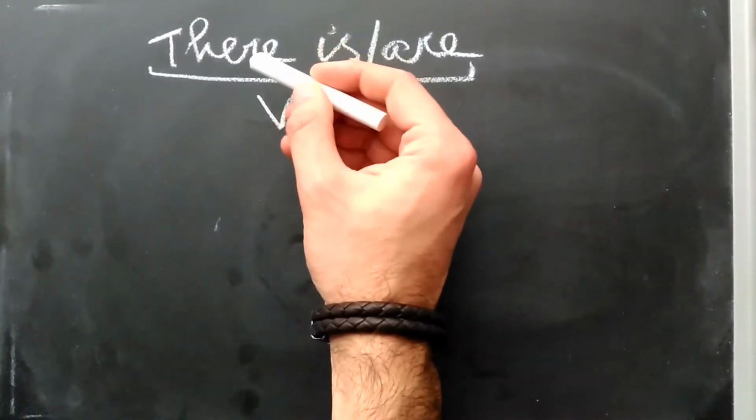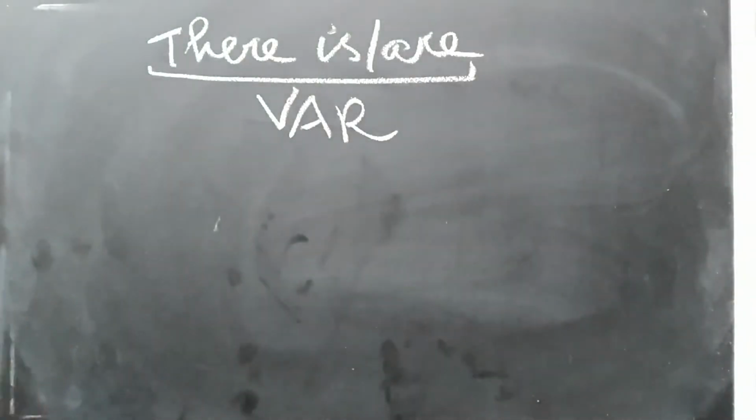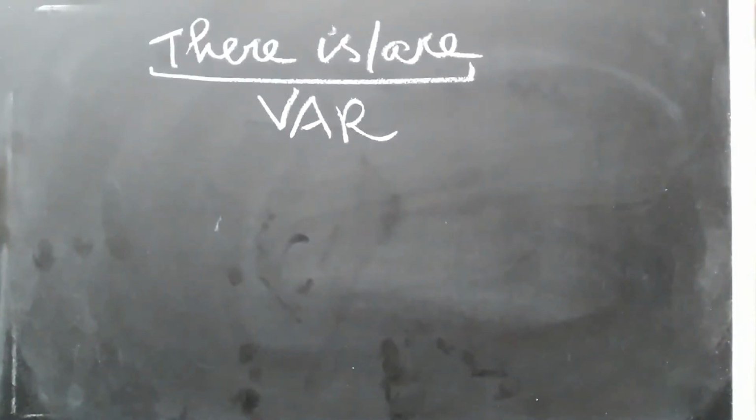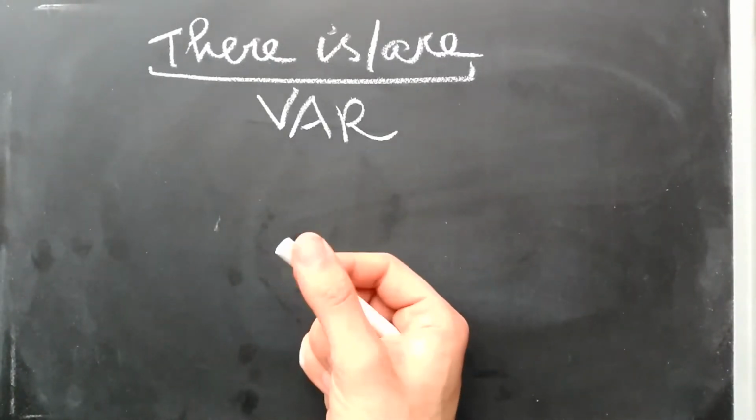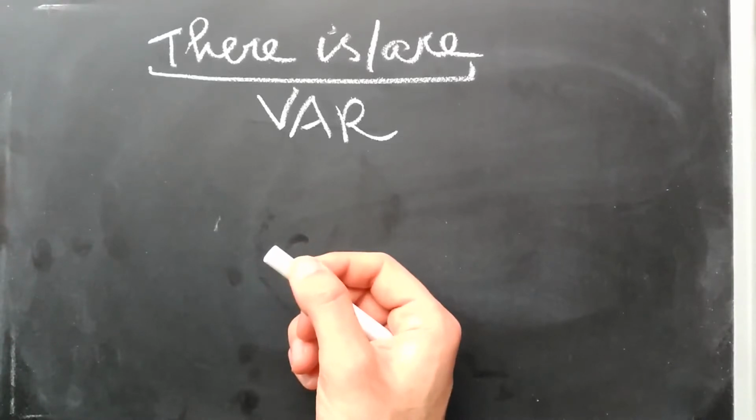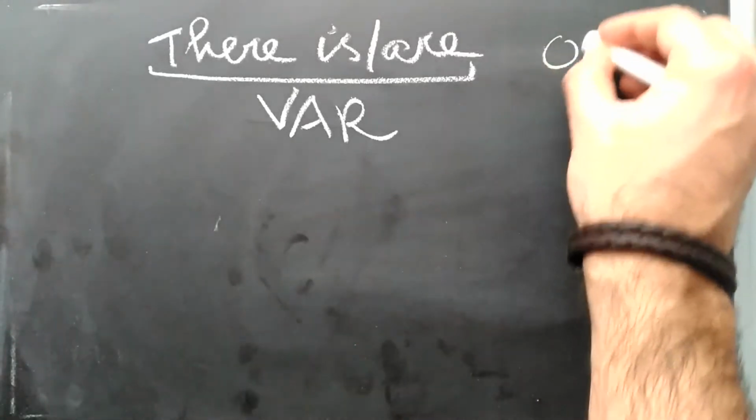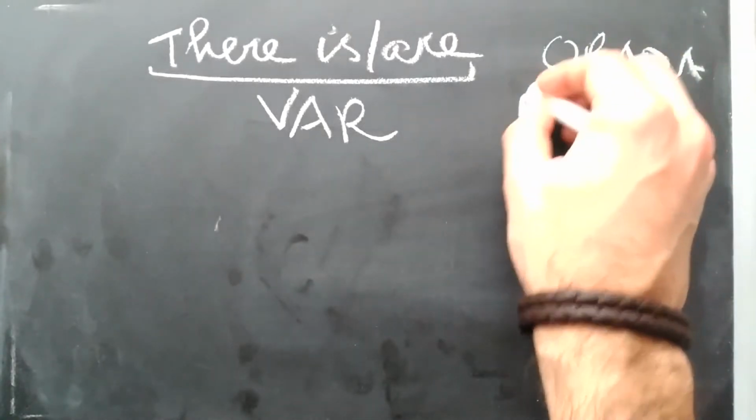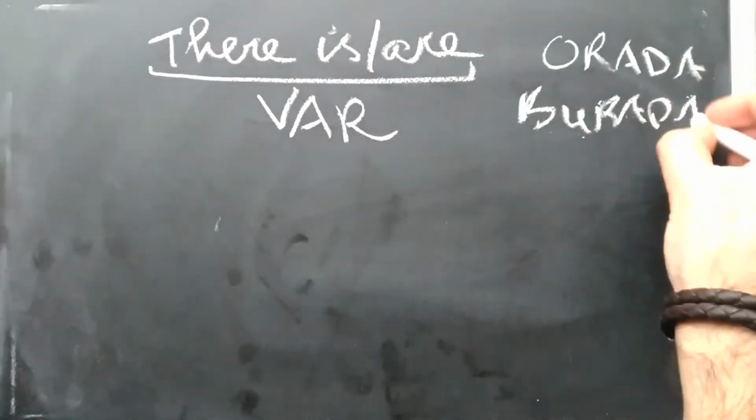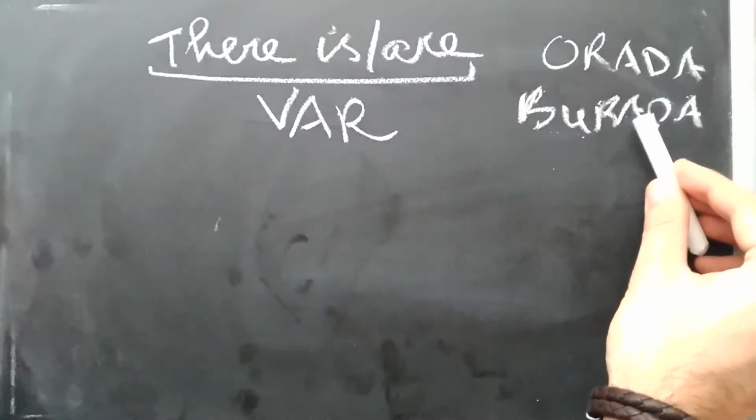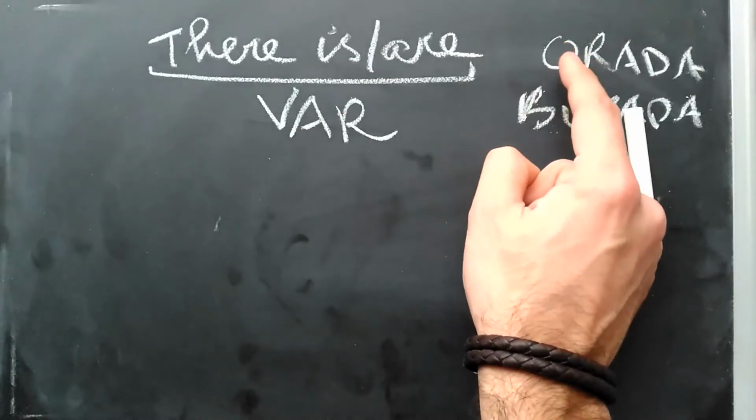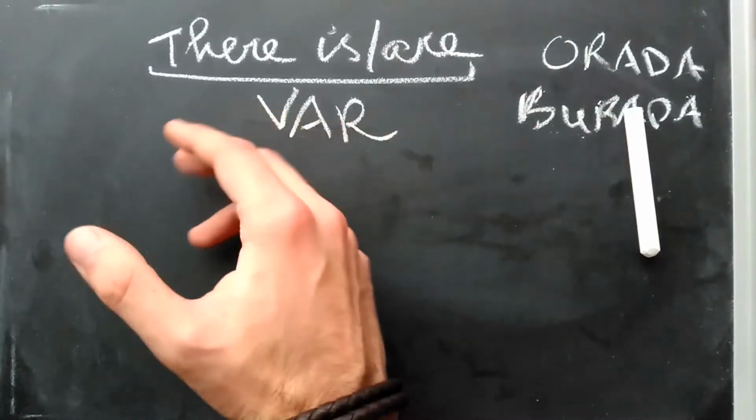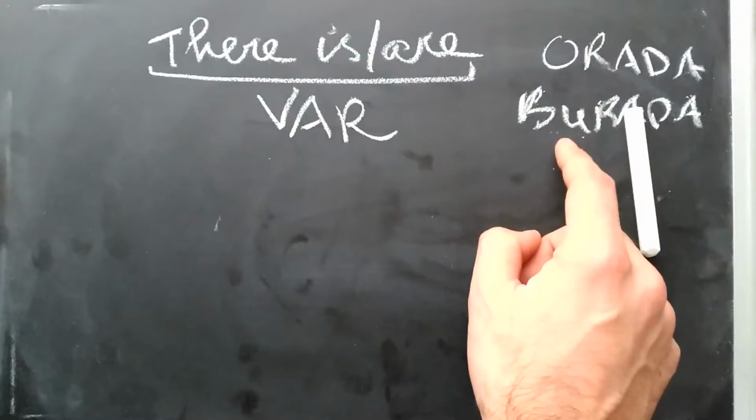Now don't confuse this there with the there that we learned 2 lessons ago. In the sense of over there, we said there was orada and here was burada, if you remember. But these indicate locations. So you can say there's a house over there. In this case, you would use orada. Or you can say there are houses over here. In this case, you would use burada.